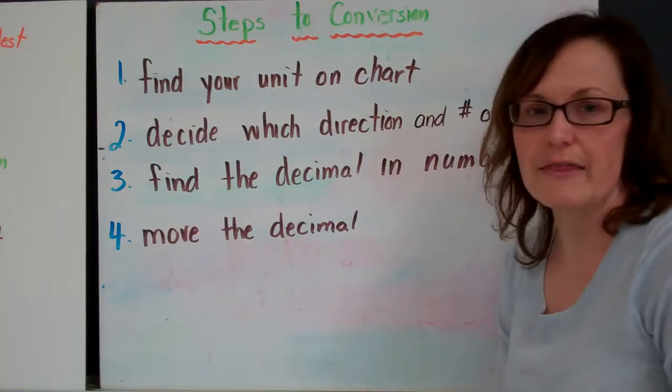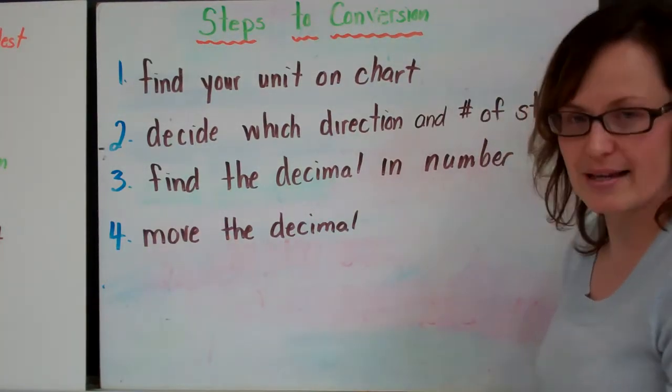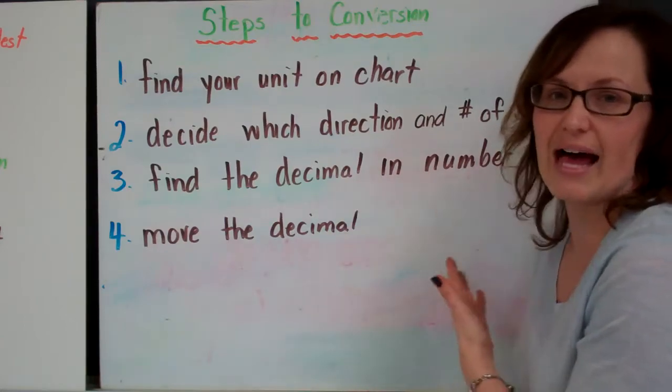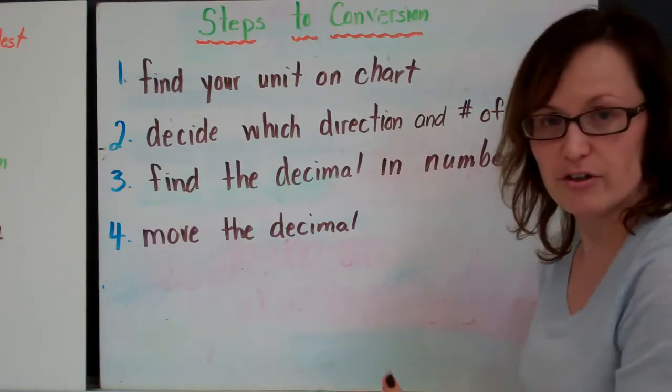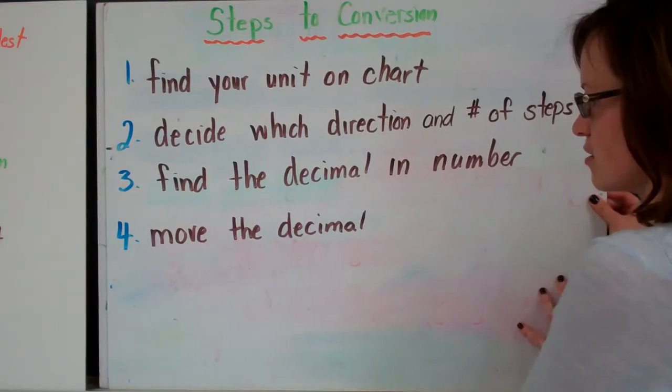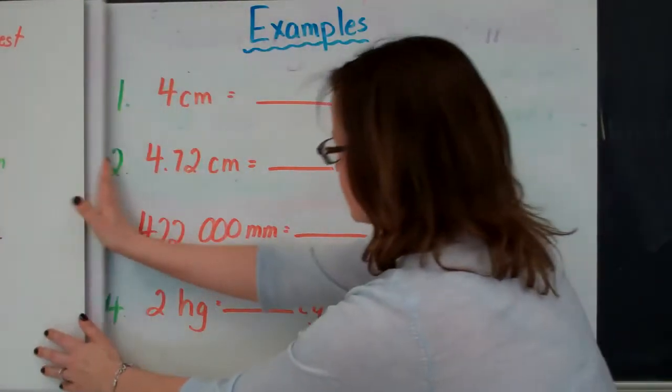Then I find the decimal in the number. And remember, if you can't see the decimal in the number, it's always to the right of the last number. And then I do my conversion, so I move my decimal. So let's try some examples.